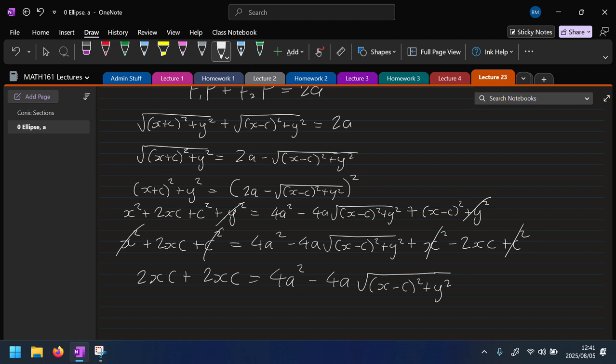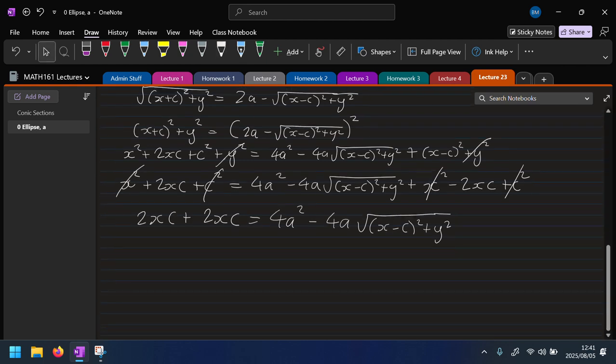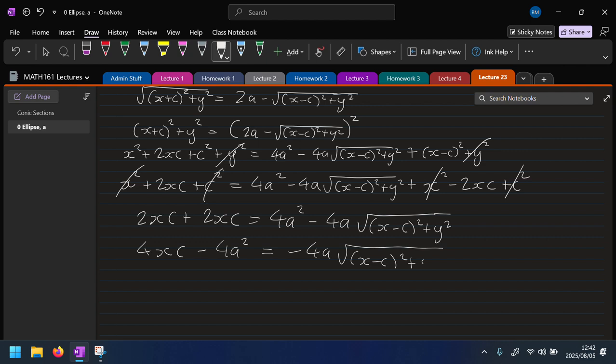Okay, so we've got this root again. So we're going to have to do another squaring on both sides to get rid of that. So let's take the 4a squared over, and then we can square both sides again. So we're going to have 4xc, adding those two together, minus 4a squared is equal to minus 4a root of (x minus c) squared plus y squared. Okay, so we have something like that.